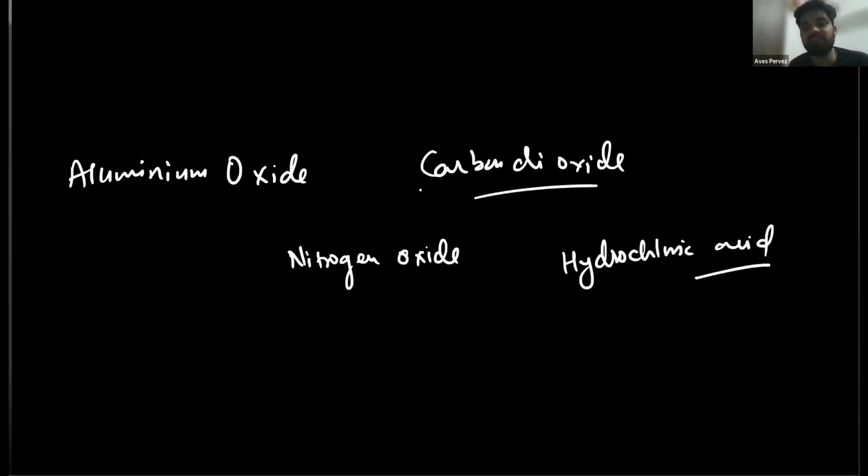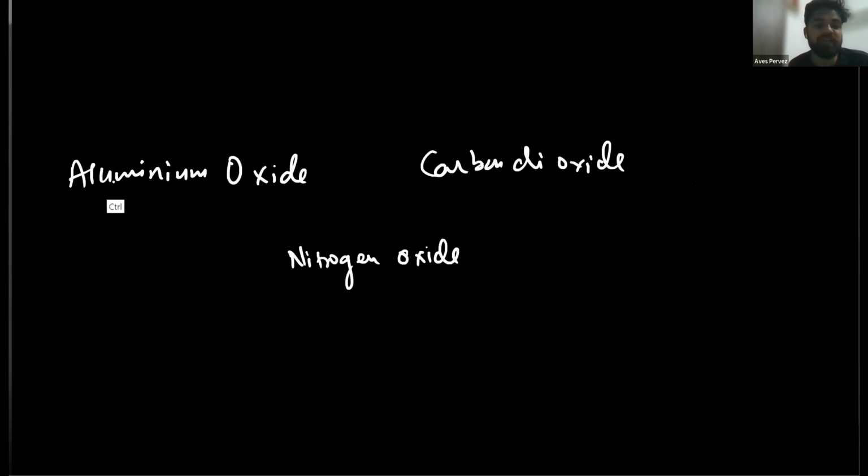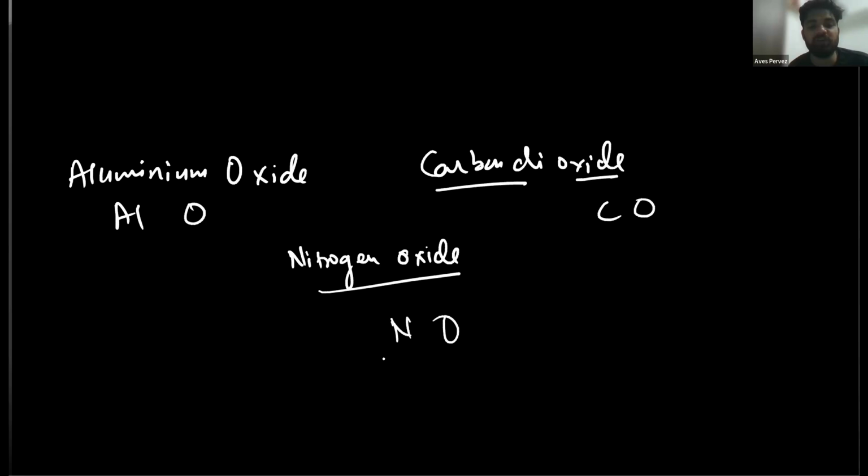So what are these? These are all compounds. Aluminium oxide, because aluminium and oxygen are present. Carbon dioxide means carbon and oxygen are present. Nitrogen oxide means nitrogen and oxygen are present. You got it? You understood?